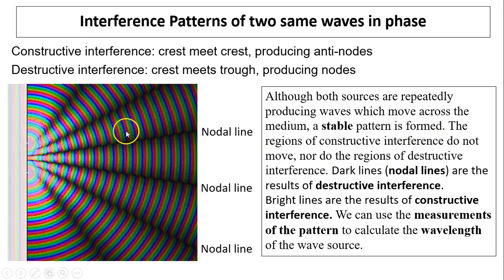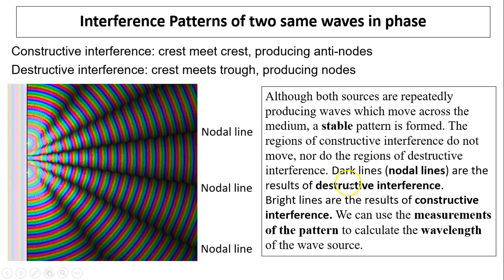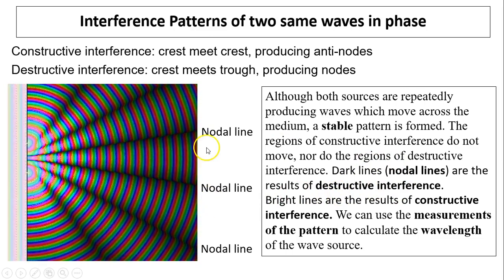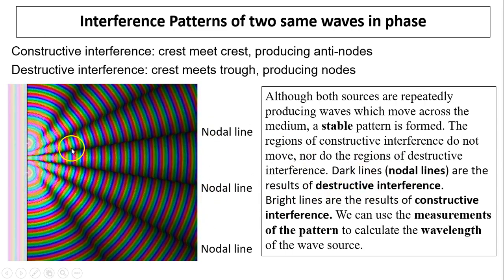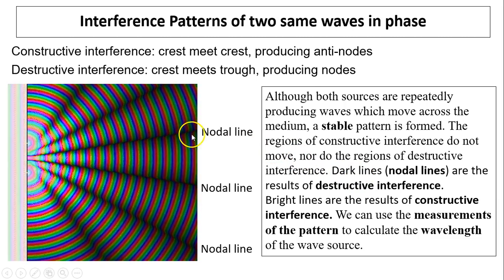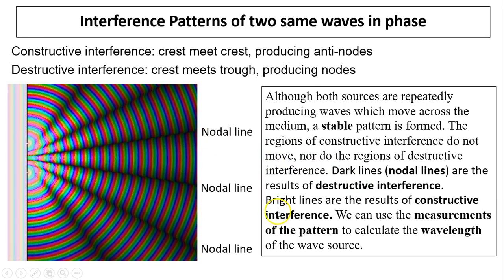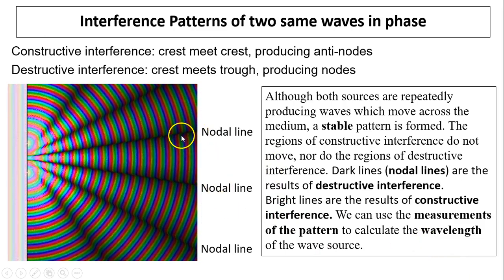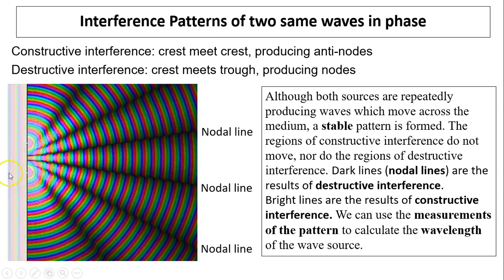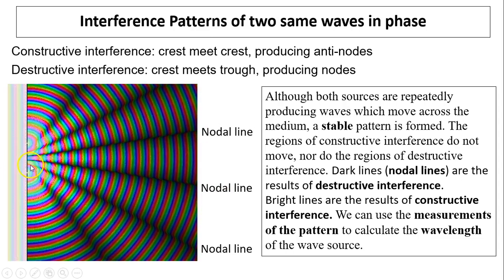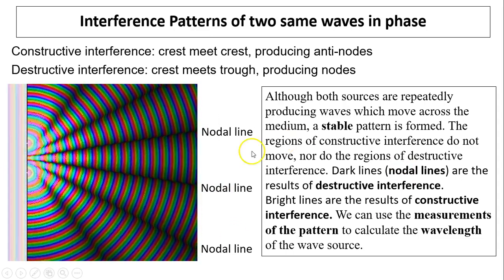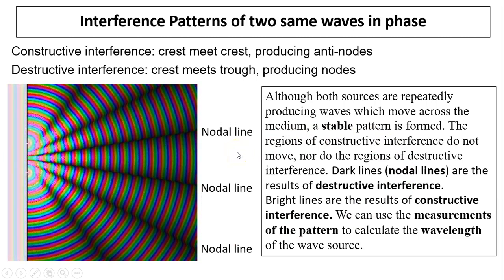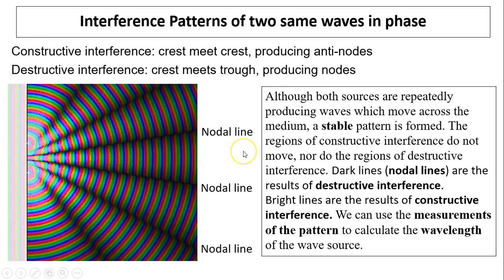This section is always constructive interference. And the dark lines also do not move. These dark lines are called the nodal lines. The dark lines are due to destructive interference. So we can actually measure the distance between the dark lines to figure out the wavelength of the source wave. So this is the interference pattern of the two same waves in the same medium.